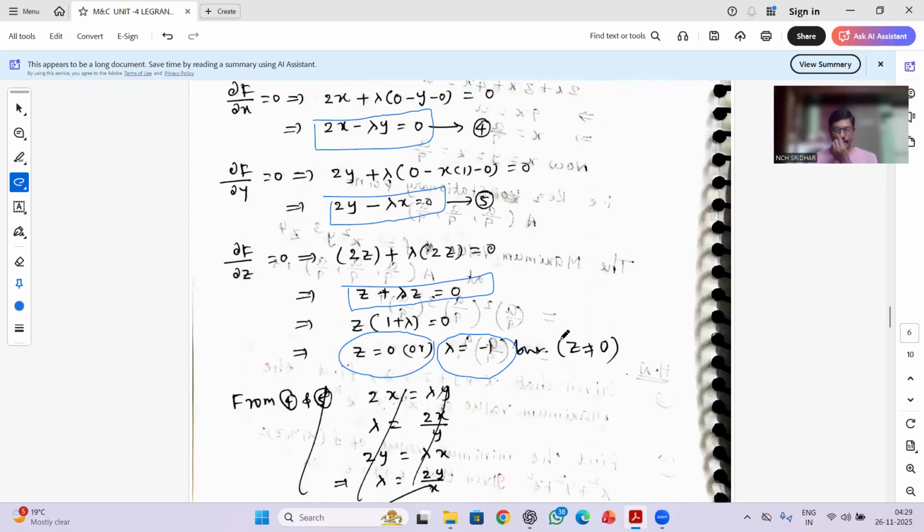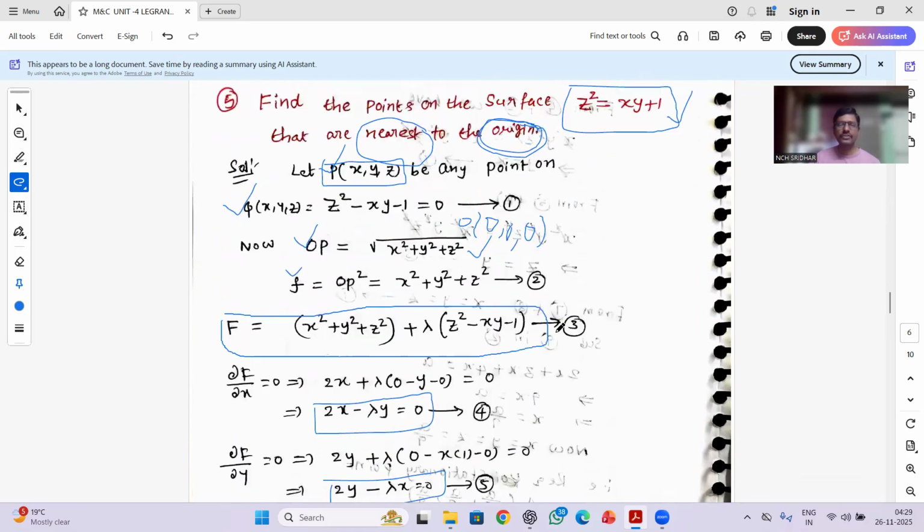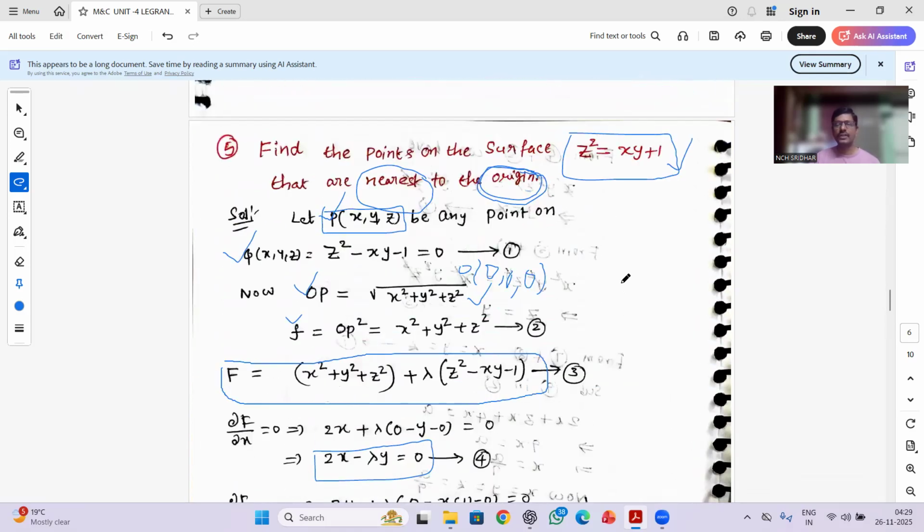But z not equals to 0. What happens if z is equals to 0? Why are we not taking z is equals to 0? If z is equals to 0, then the surface xy plus 1 is equals to 0.